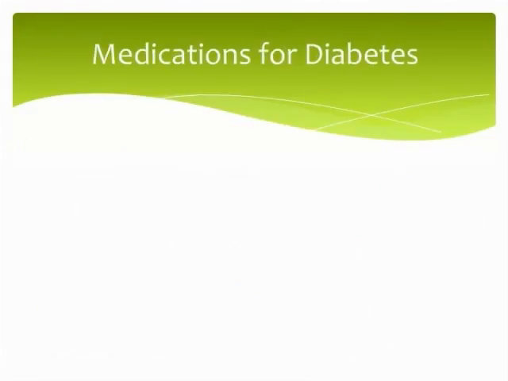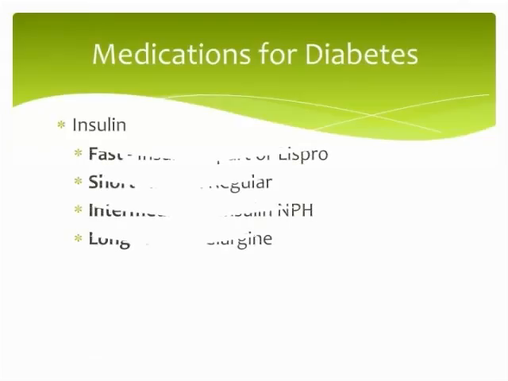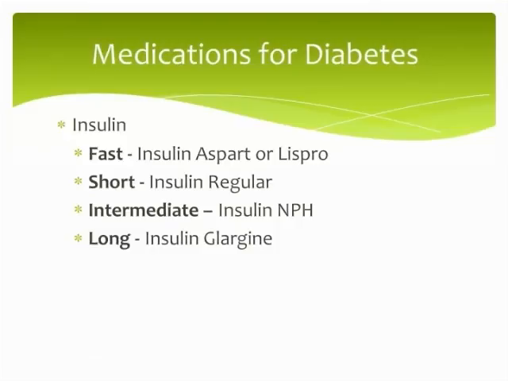Medications used for diabetes are insulin, oral anti-diabetic agents, or sometimes both are used. Insulin is most often used in type 1 diabetics. However, insulin can also be used in type 2 diabetics when other medications alone do not work. Insulin can include the fast-acting types, such as Aspart or Lispro, short or intermediate-acting types, such as regular or NPH, or glargine, which is a long-acting insulin. In the next slide, we will take a closer look at the different types.